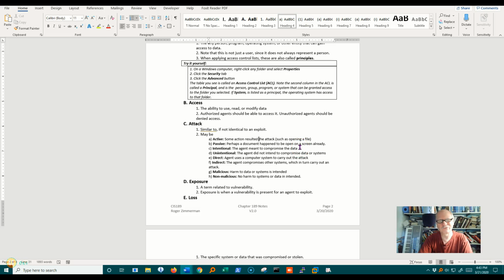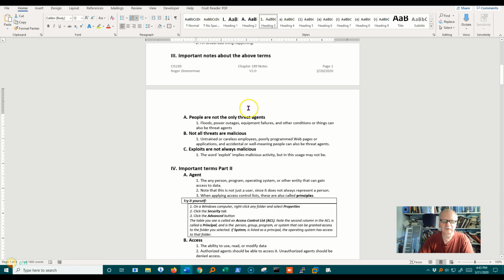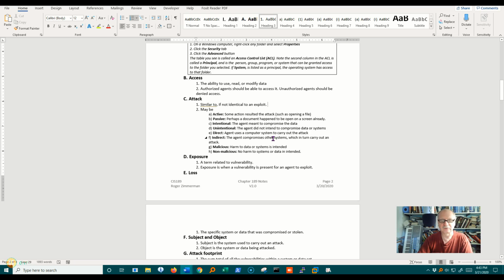Let's talk about this word attack. This is similar to the word exploit that we saw earlier. So remember when we were up here in part 1, we used the word exploit. So sometimes we use the word attack. They're almost the same thing, if not sometimes interchanged and called the same thing. So this is when something bad actually happens, right?